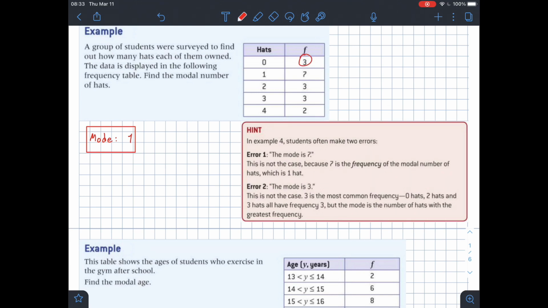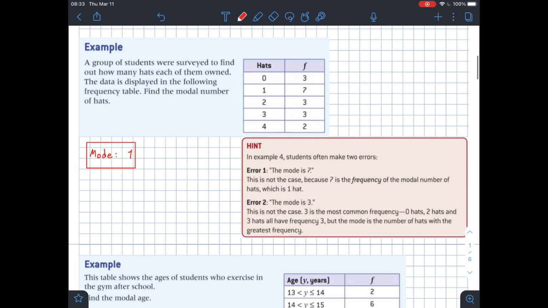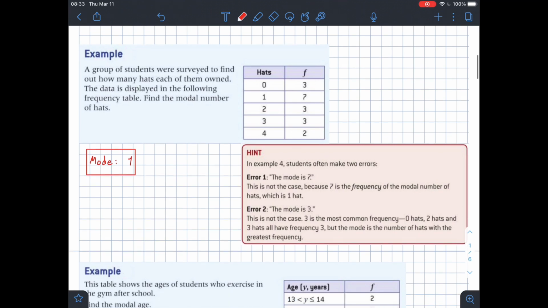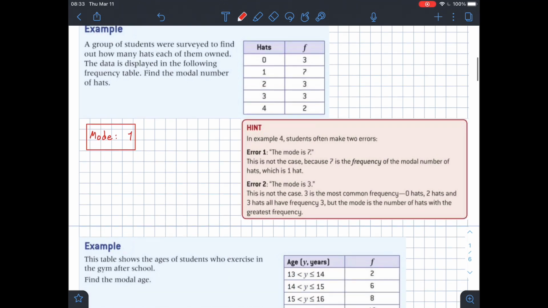That is, you see that 3 is the one that repeats the most here, but that's a frequency, right? We don't look at that in order to define the mode. So this is not the case. 3 is the most common frequency, for 0 hats, 2 hats, and 3 hats. They all have a frequency of 3, but the mode is the number of hats with the greatest frequency, right? So that's something to pay attention to. So the mode is 1 for this example.